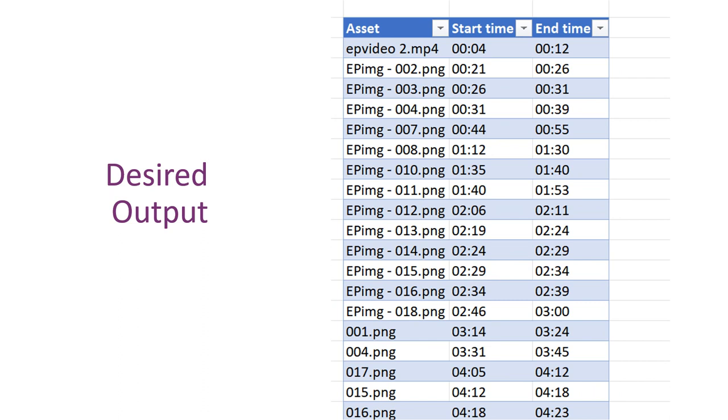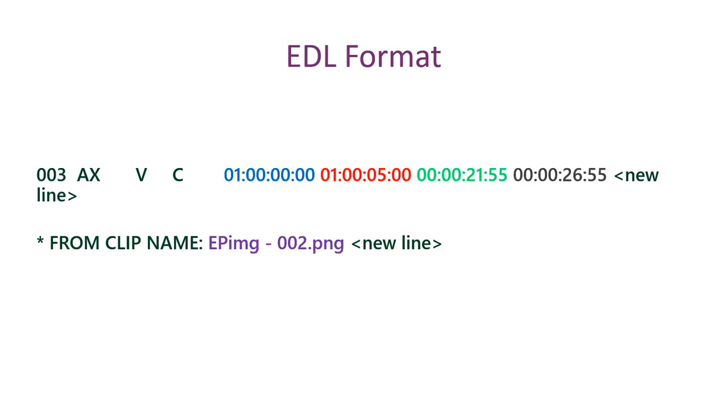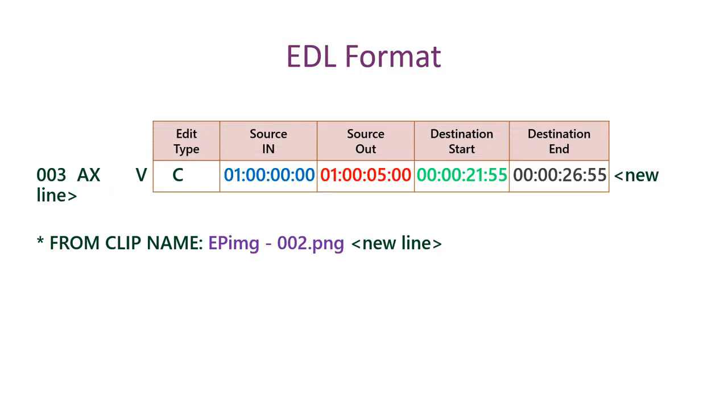So what are the columns available in the EDL file? Well, it looks complex, but it is not. For every row, we have first the clip name here, and then the type of edit, which could be cut or transition, and then the in and out point in the source video, and the start and end point in the timeline. So that's how it works.